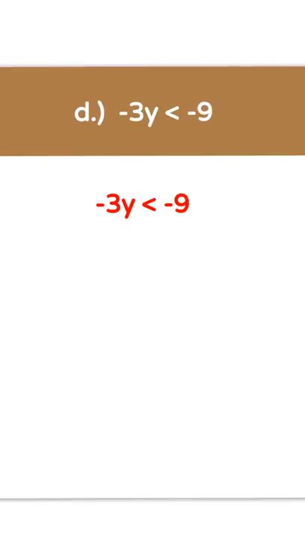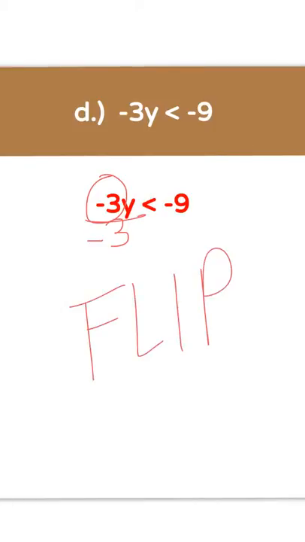Letter D. -3y is less than -9. Do you flip or no flip? You have a -3 that is with the variable, which means you would be dividing by a -3. It's negative, so it means you need to flip. It would change from a less than sign to a greater than sign.